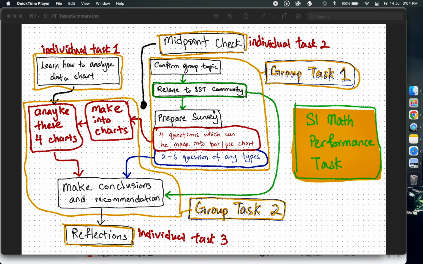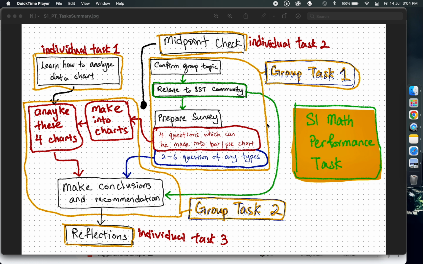Then after that, you need to prepare the survey. Now, based on the instructions, for the survey you need to have 4 questions which can be made into a bar or pie chart, which means you should be looking at at least 4 quantitative results. Quantitative means you collect data by multiple choice or checklist, which you can count and tabulate and make into a table, and from there you can create your pie chart or your bar chart.